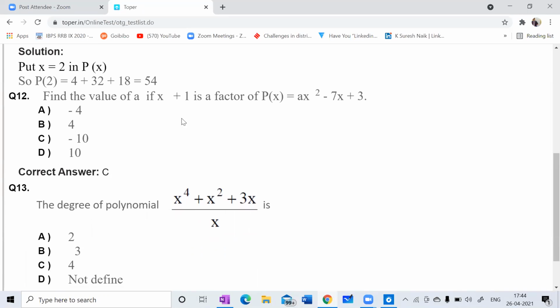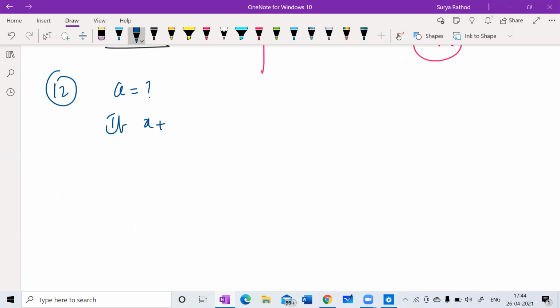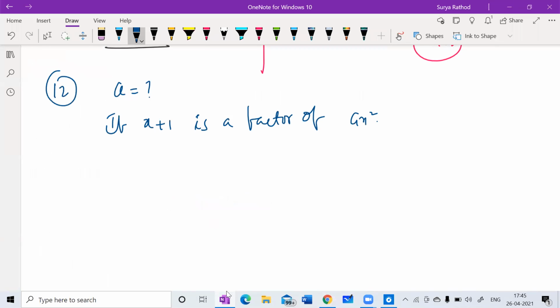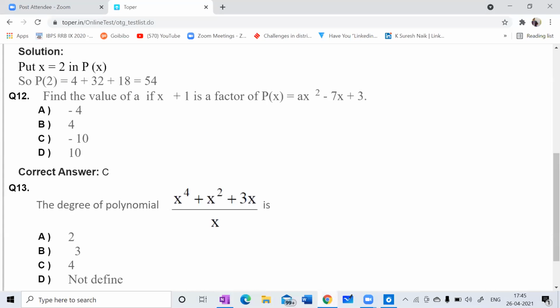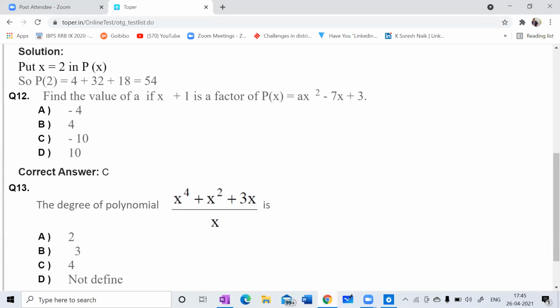Now look at this here. 12th question. Find the value of a if x plus 1 is a factor of this one. So, we didn't teach factor theorem, right? 12th question. See, we have to find a value if x plus 1 is a factor of what? Factor of p of x, ax square minus 7x plus 3. We have to find out this, isn't it? Look at this here. How can you find out? Ax square only, right? Ax square minus 7x only, right?